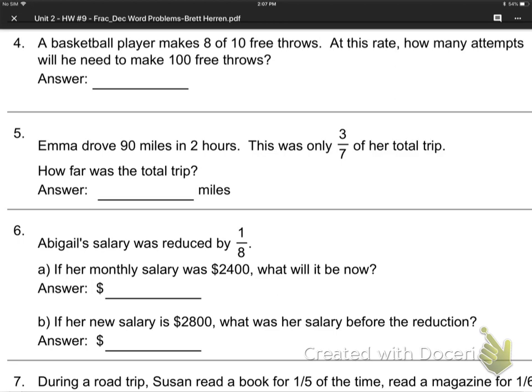Do what with the fraction? 8 over 10. You're trying to figure out how many attempts you need to make 100, so 100 goes on the top over x. Good. How did you know? A lot of people would think 100 goes on the bottom. Brianna, right? A lot of people would think the 100 goes on the bottom, but you're right. It goes on the top. How'd you know?